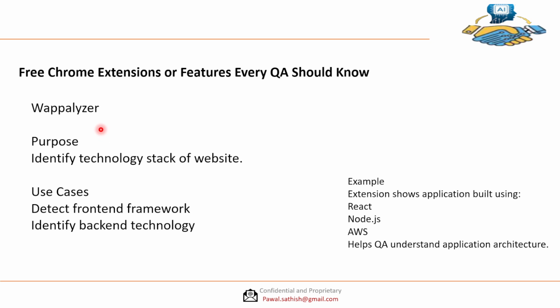Then next is Wappalyzer. It identifies the technology stack of websites. It is useful to detect the front end framework and identify the back end technology. Here I give the example: if you want to find out the exact technology an application is using, you open that application and open this extension. It will give all the information and help QA understand the application architecture. What is the front end? What is the back end?